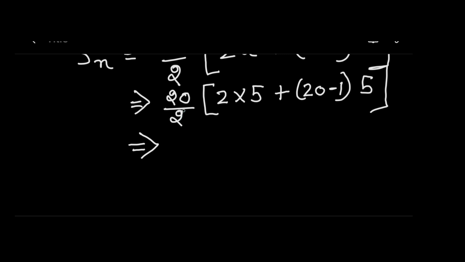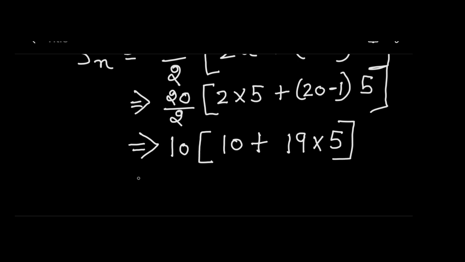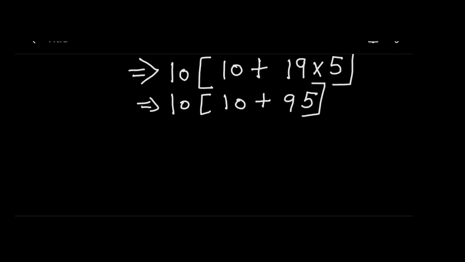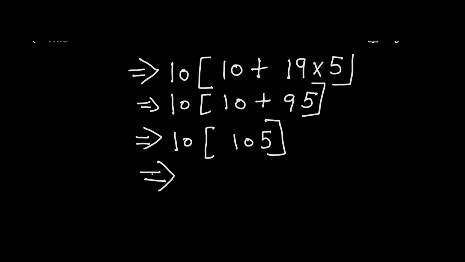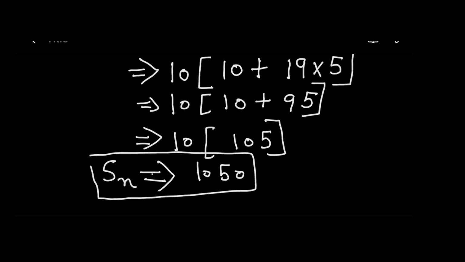So it becomes 2 into 5 is 10, plus 20 minus 1 is 19, into 5. So 10 plus 95. 10 plus 95 is equal to 105. So the final answer is 1050. So the sum of this arithmetic progression is 1050.